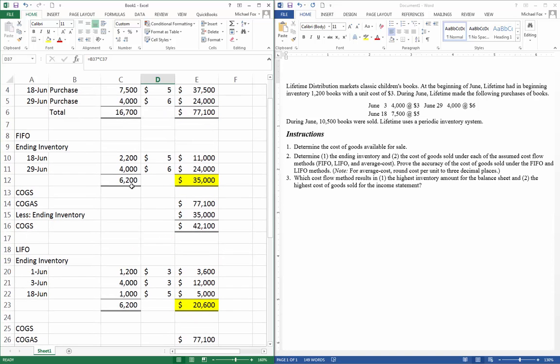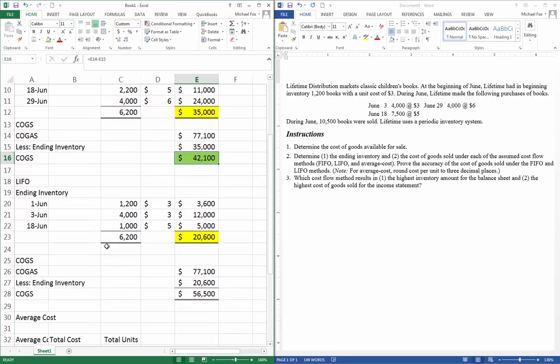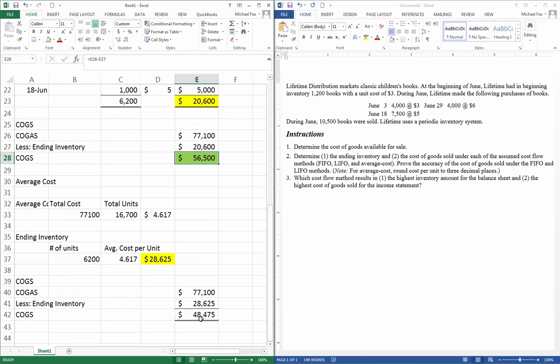That makes sense because we have a period of rising prices, right? It started at 3 and it's climbing up to 6. So we would expect, if we assume the last units purchased are the ones sitting in inventory, and those are the most expensive units, that first in, first out would yield us the highest inventory amount. So we would also guess that last in, first out would yield us the highest cost of goods sold. So let's take a look and see if that's true. 42,100 under first in, first out, 56,500 under last in, first out, and 48,475 under the average.